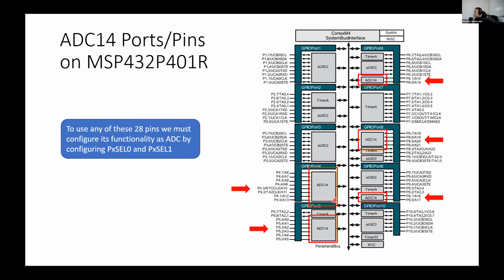You have here board 4, where all the pins can be used, and board 5, where most of them can be used, from A0 until A5. Today we're going to use A0, which is pin 5.5. And basically, if you count them all, they are 28 pins. That means we can convert 28 analog signals at the same time.